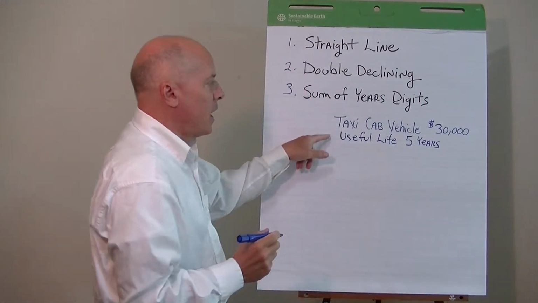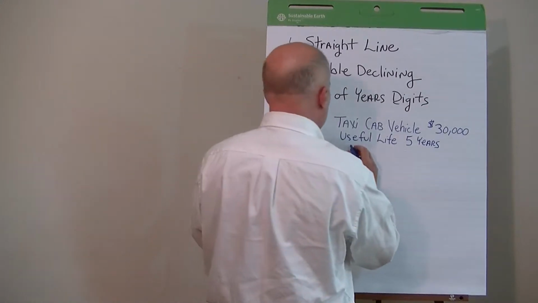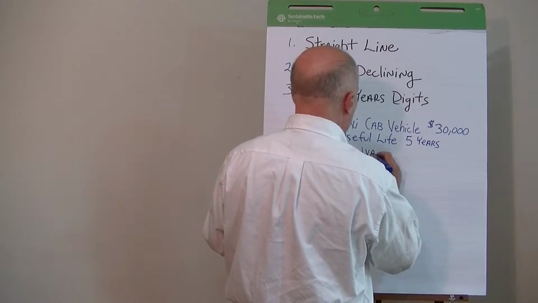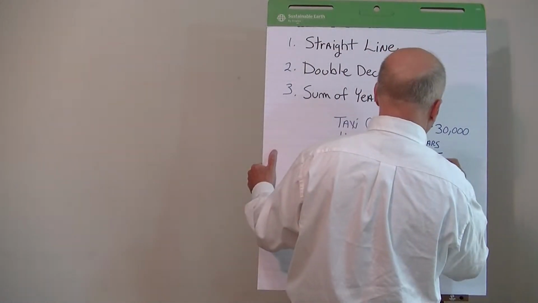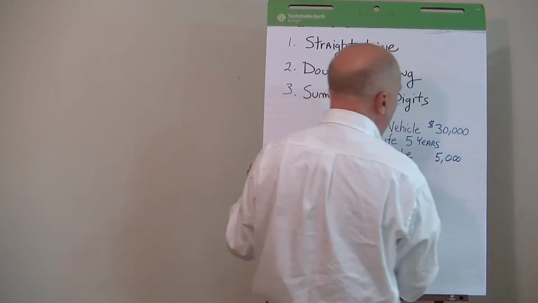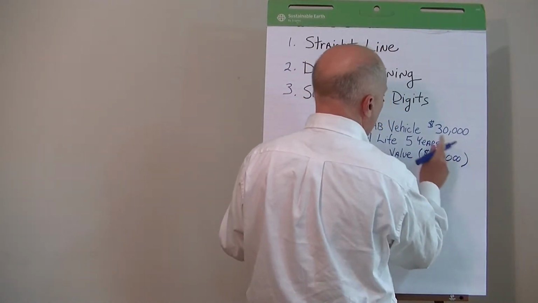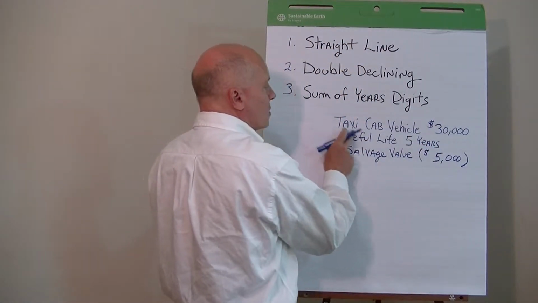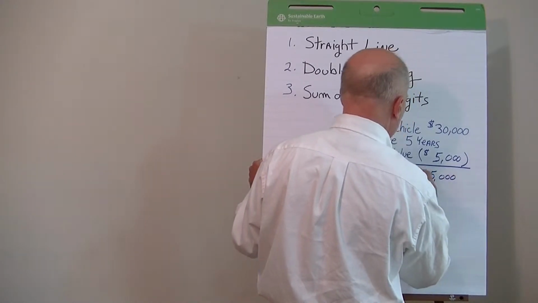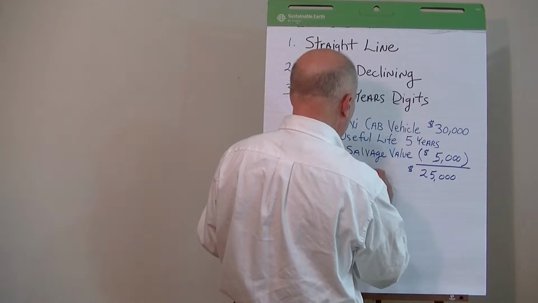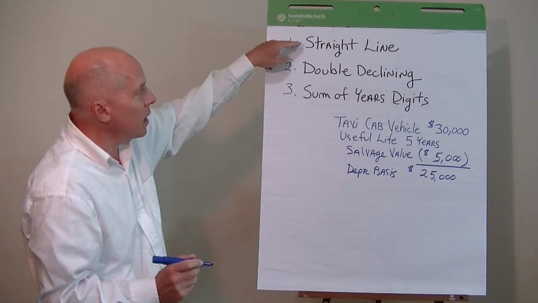At the end of 5 years, the taxi cab is worn out, but I do believe I could salvage and sell it and get a little bit of money for it. I'll keep this simple so the calculations work out easily. So let's say after 5 years, I think I can get $5,000 for the taxi cab. So this becomes the salvage value. So $30,000 of acquisition cost less $5,000 of salvage value means the depreciable basis is going to be $25,000 under the straight line method.